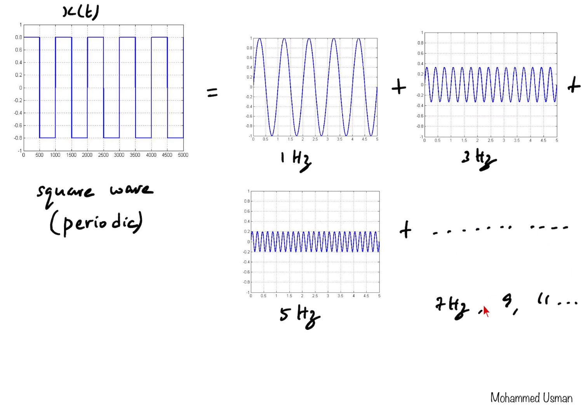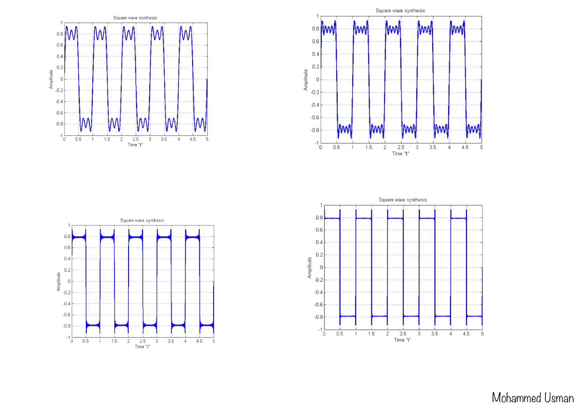If I keep adding more and more terms like 7, 9, 11, 13, 15 and so on, in fact for this we need infinite terms. If we keep adding more and more terms, we will eventually get back our original x of t. To get it more accurate, we need to add more terms. If we add fewer terms, it will look somewhat like this, but not exactly like this. So let's see what happens with an illustration for that as well.